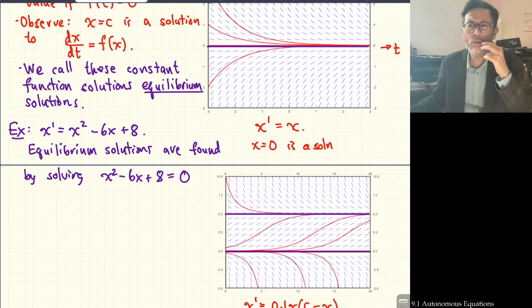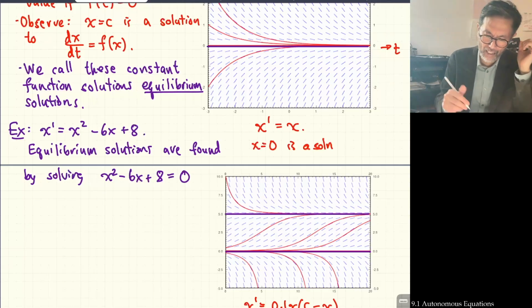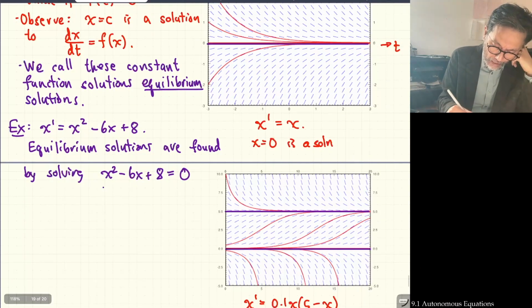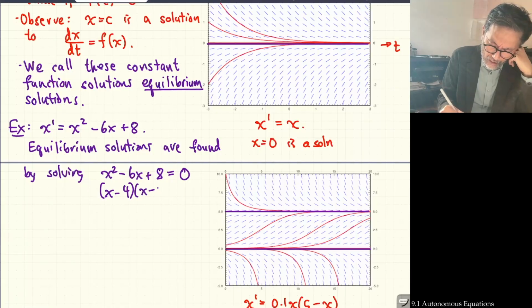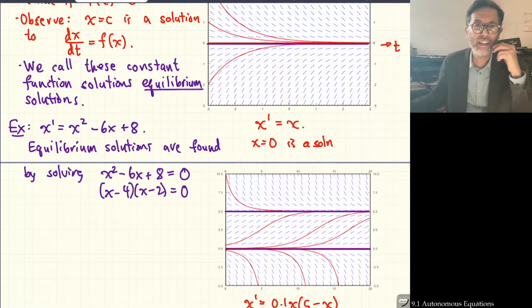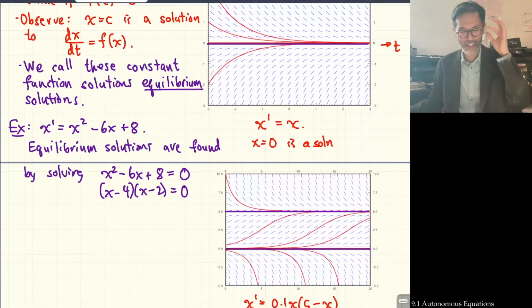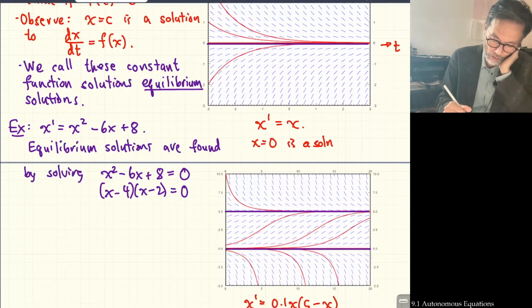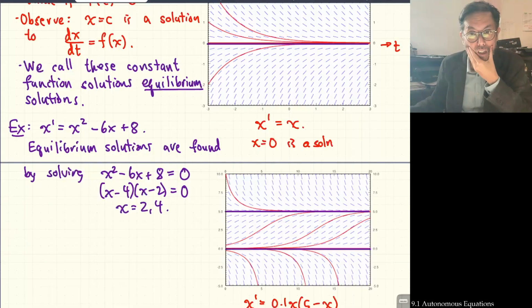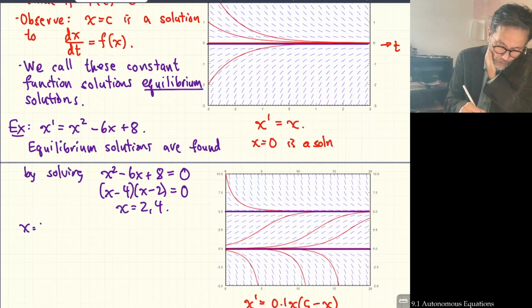Oh, is this doable? Maybe I messed up. Oh, no, I didn't. I can't tell. I'm not very good at math. This is x minus 4 times x minus 2, I think. That's right. Look, I did it. Okay, good. And so in particular, x equal to 4 and 2, or 2 and 4, are our critical values, and hence x equal to 2 and 4 are equilibrium solutions.